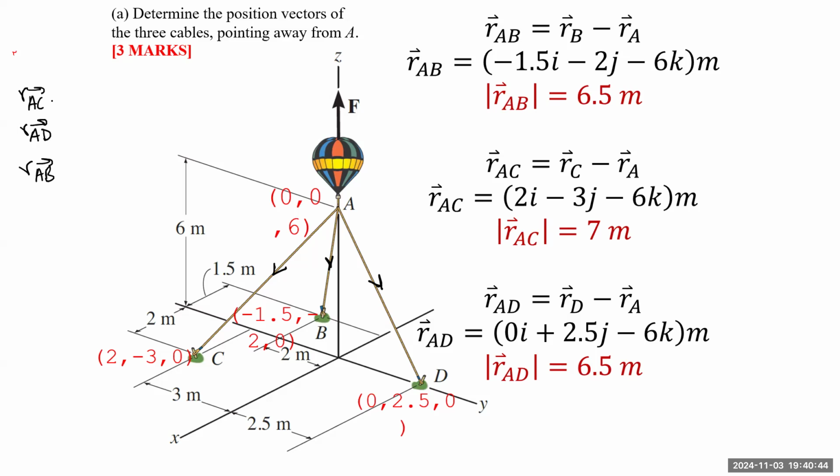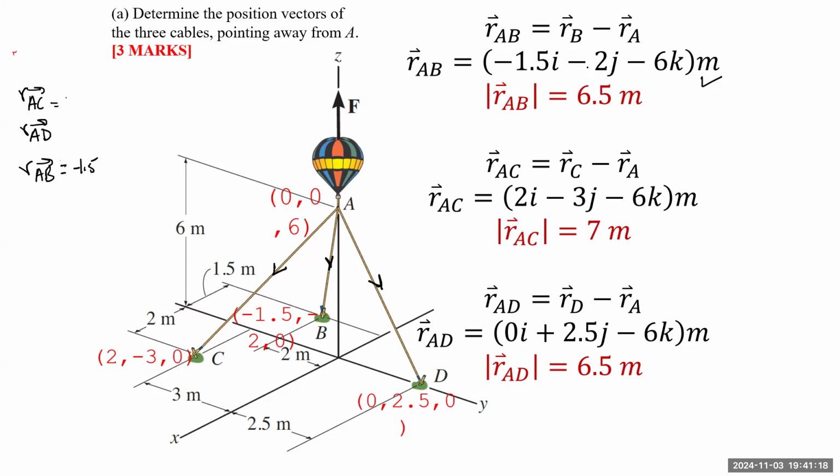All right, so you simply do the same thing as before, right? And you write them. So you will get AB, as you can see, AB is minus 1.5, see here? So you get AB as this value, right? Because it's B minus A. So you get minus 1.5 i, minus 2 j, minus 6 k. All right, cool. And then you find the modulus of it, which gives you 6.5.